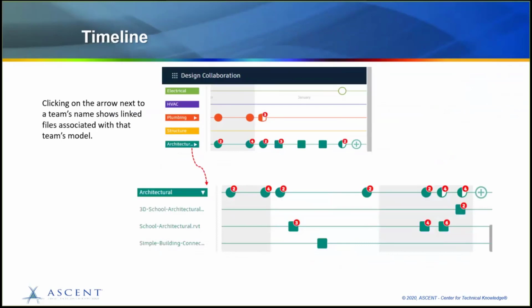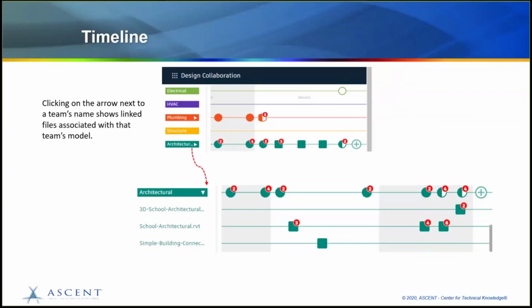Within each team's timeline, you can view any linked models that are linked in to their model by clicking on the arrow next to the team's name. This shows any nodes. As you can see, this looks like a light rail map, but all of these nodes and symbols are important, and it's tracking everything that each team is doing. So when anybody publishes or shares a package, it's all recorded on this timeline.